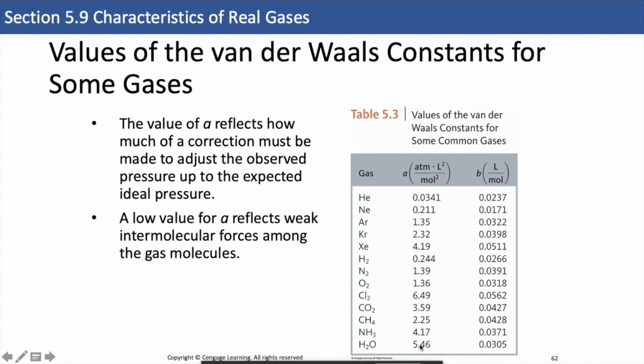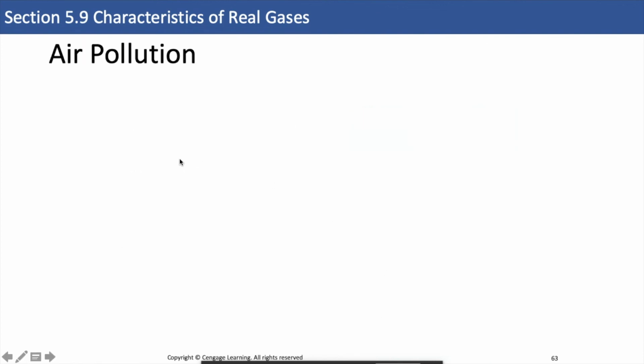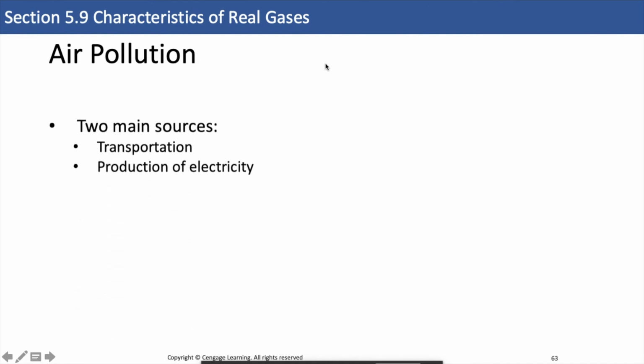But as we go up here, you can see that water has a pretty high attractive force. In fact, it has like the second or third highest attractive force. And that makes sense because it undergoes hydrogen bonding, which is a pretty strong kind of force. Now, section 5.9 is about characteristics of real gases, and so we're going to go through this kind of quick.